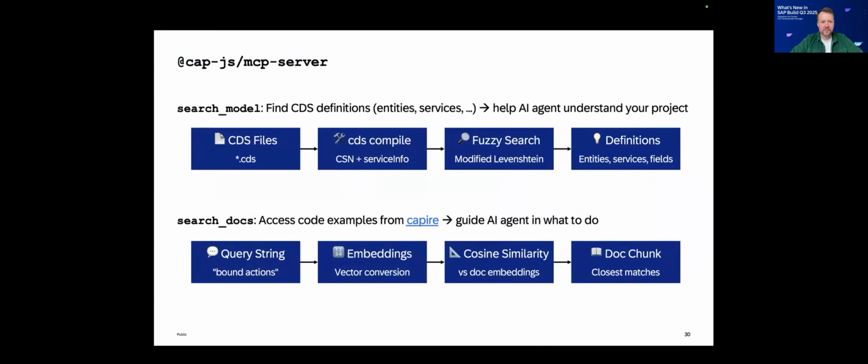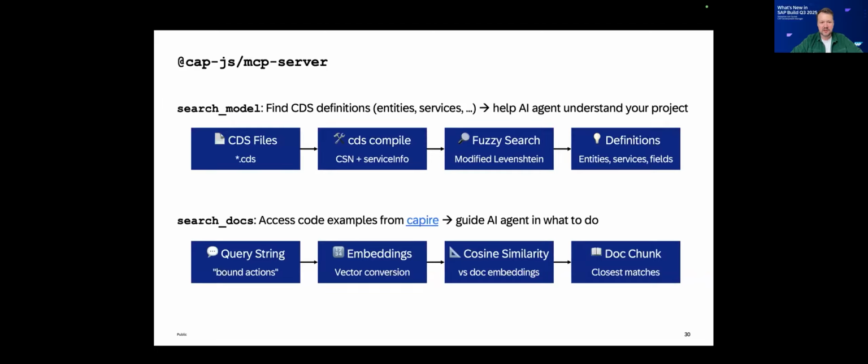So again, I'm from the CAP side of the house, so I'm going to give you details on this one. We have 2 tools in this toolbox that we provide to the AI agent, and one is called Search Model. That allows your AI agent to understand your project, because it scans the file system for the CDS files, where your domain model is, and compiles them on the fly, so it has the schema and service info. It knows basically which data services will exist, on which path they are going to be served, and so forth.